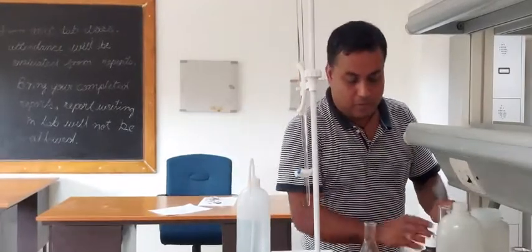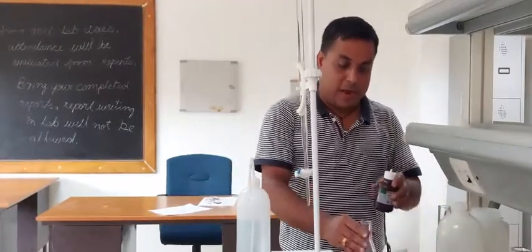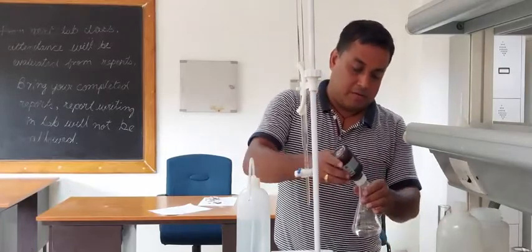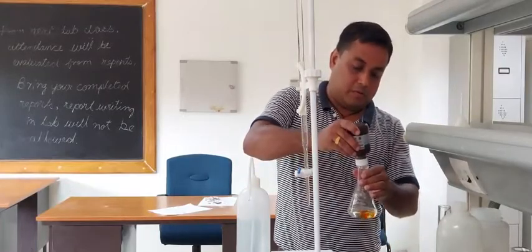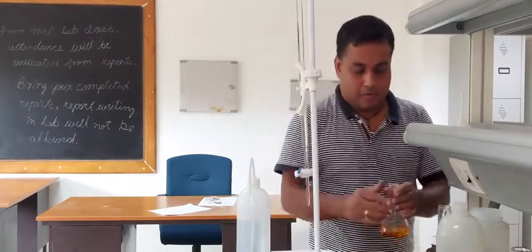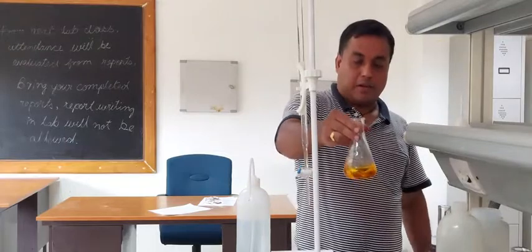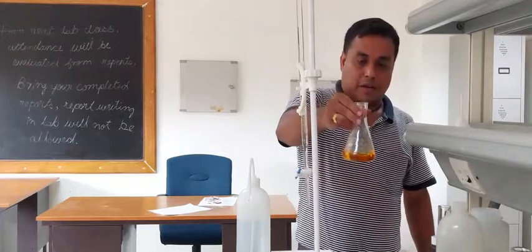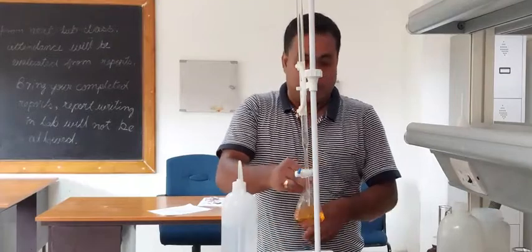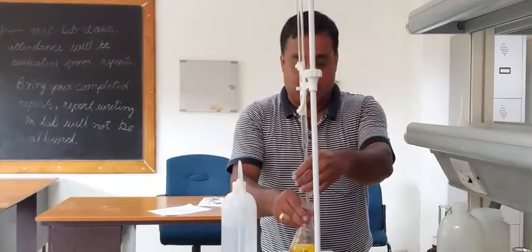If there is no color, then you directly add methyl orange. No need for titration first. You now add methyl orange, a few drops, and mix it. See, it is orange color now. The initial reading was 4.1. I will titrate for groundwater.